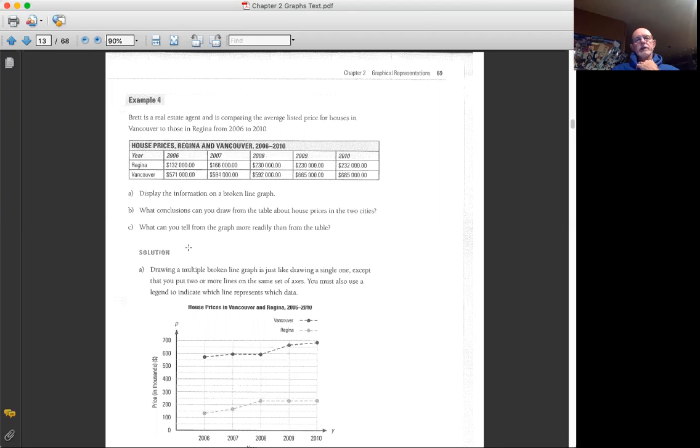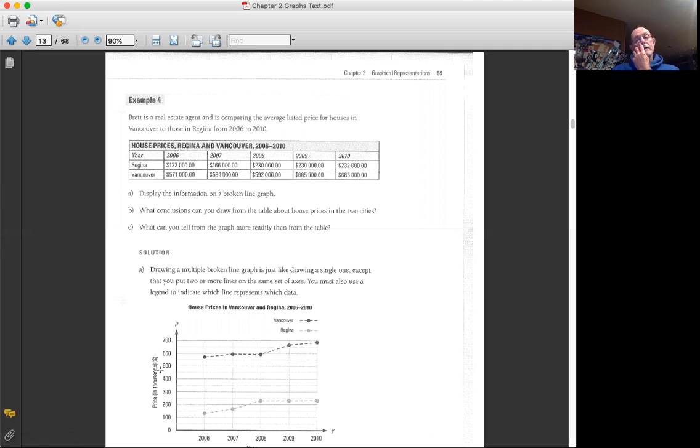So in this thing here, you would have done the same thing. It says display the information on a broken line graph. And so your time is on the bottom, years, 5 years. And then if you look at the dollar figures, these are 132,000. So these are in thousands of dollars. So instead of writing on the side 700,000, in the legend, you would write price in thousands of dollars.